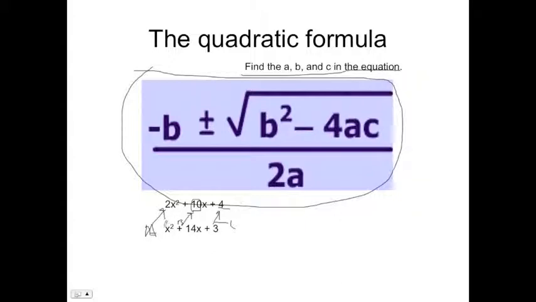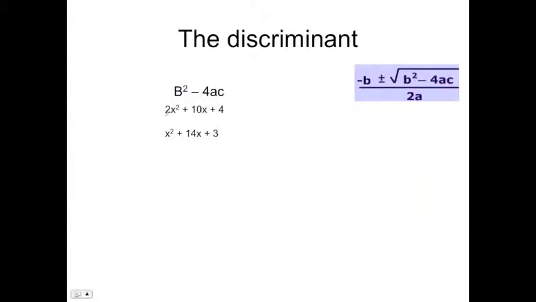Okay, in this case, it's like when there's just x, you don't write 1x. So in this case, a would be 1, and then b would be 14, and c would be 3. So let's go on to the next step.